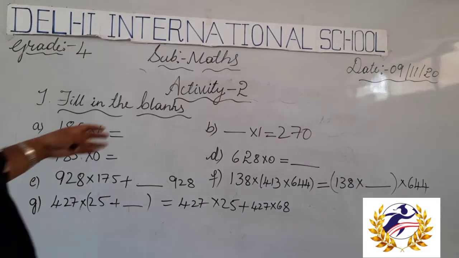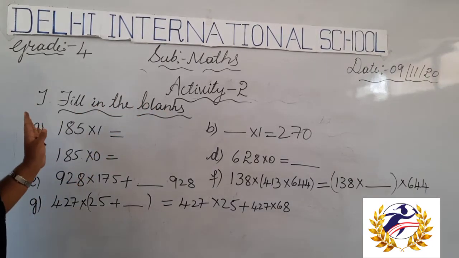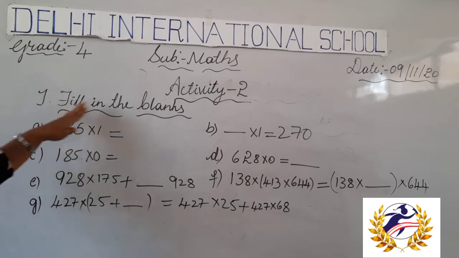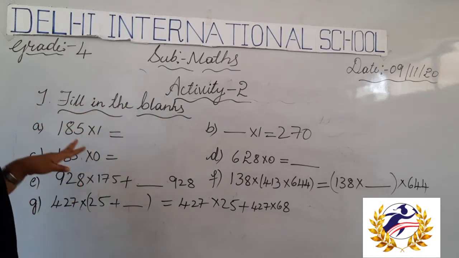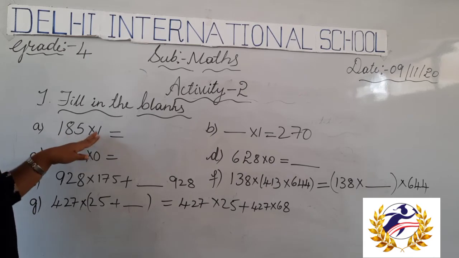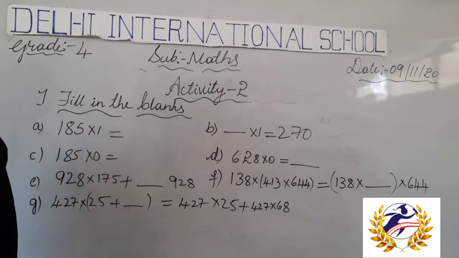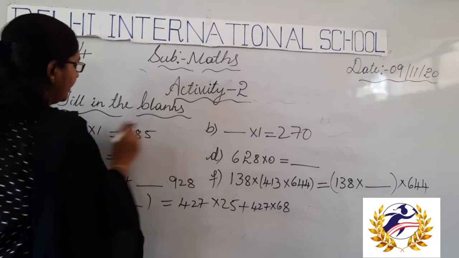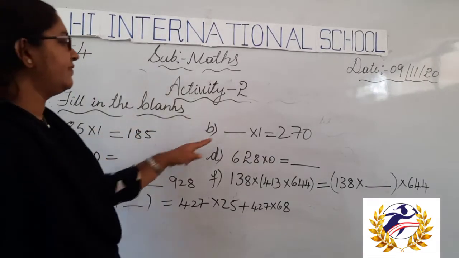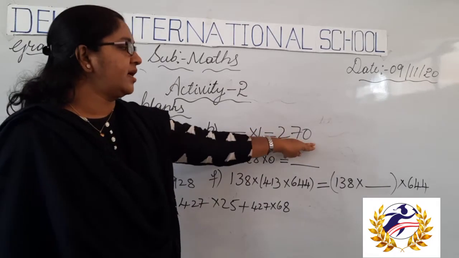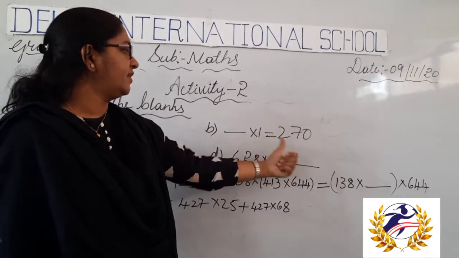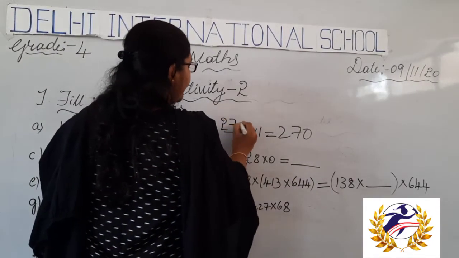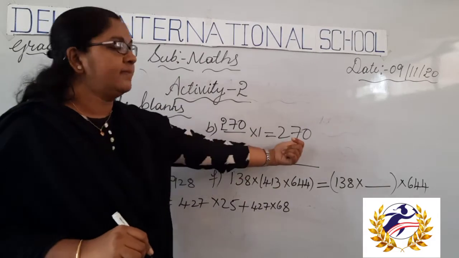Now here are the examples for properties of multiplication. In activity 2, first we fill in the blanks. The first problem is 185 into 1. If any number is multiplied by 1, the result is the number itself. 185 ones are 185. Next, here we have been given the answer 270. How much do we have to multiply with 1 to get 270? That is 270 only, because if you multiply any number with 1, the number remains itself.